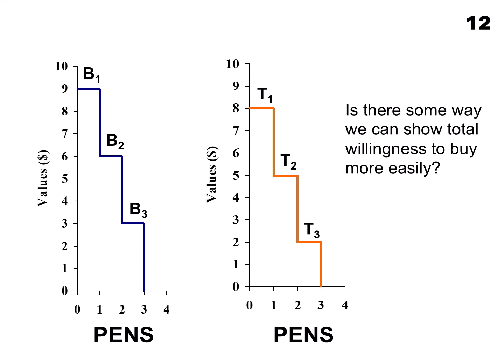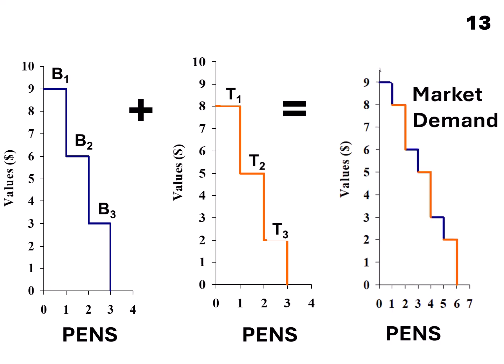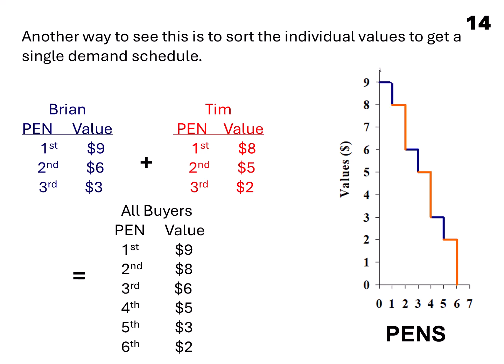Slide 12. We now have a graph for Brian and a graph for Tim. Is there some way we can show total willingness to buy with a single graph? The answer is to add the 2 graphs together. Let's see how we can do this. Slide 13. If we add Brian and Tim's demand graphs together, we get the market demand graph as shown on the right. But how exactly did we do this addition? Slide 14. If we take Brian and Tim's values together and sort them from highest to lowest, we get the market demand graph. Notice I have used blue and red colors to show exactly who has what values on the new step function. It's worth keeping in mind that these values are private, and actually, nobody knows the full curve.